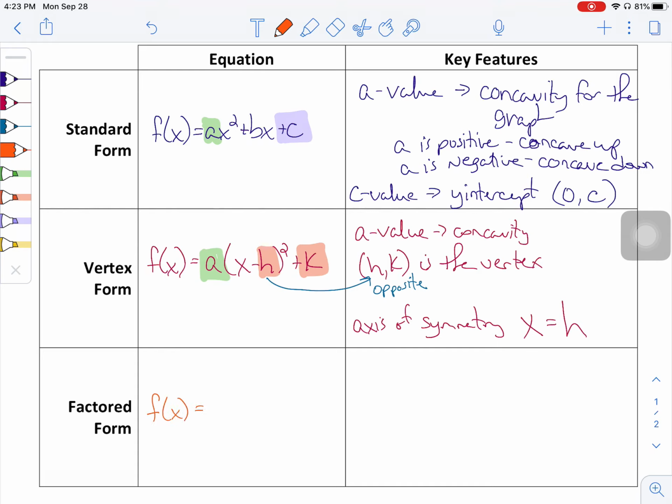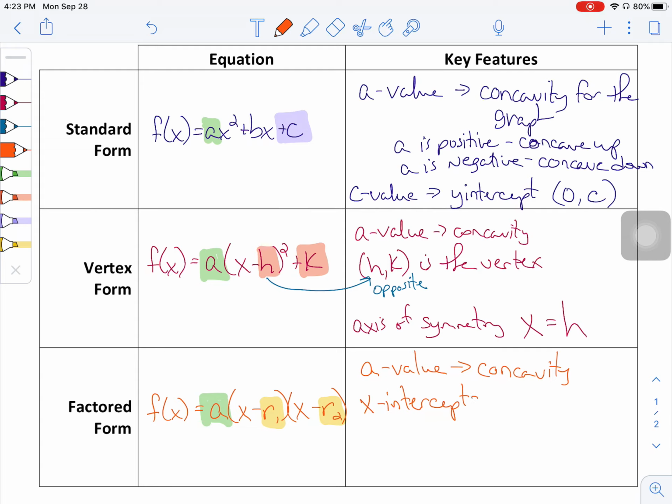So f of x is equal to a times x minus r1 times x minus r2. And if we notice, hopefully we do, hey, look, it's a again. So that a value is the same thing we've been talking about, right? That is your concavity. All right, so if we know we've got concavity here, let's see what else we have. And we've got an r1 here, we have an r2 here. Those are your x-intercepts.